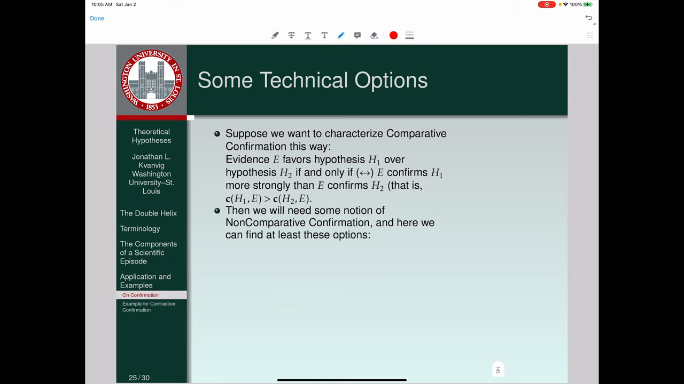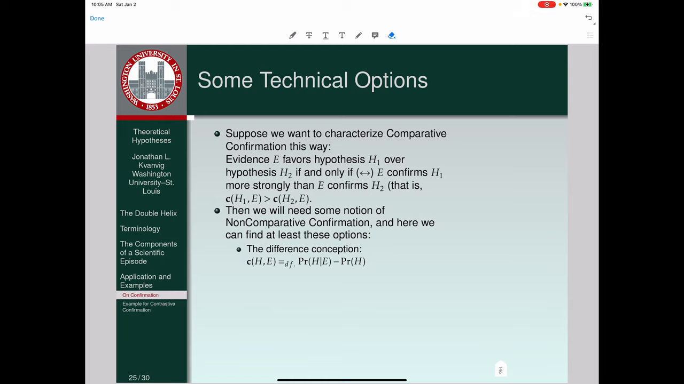Now, the important question is how we're going to characterize this particular notion, because notice that's a non-comparative notion. We will understand the comparative notion by generating some kind of non-comparative understanding of confirmation. Here's a very brief characterization of the history of statistics. So here are some potential possibilities for what the non-comparative notion of confirmation is to be understood as.